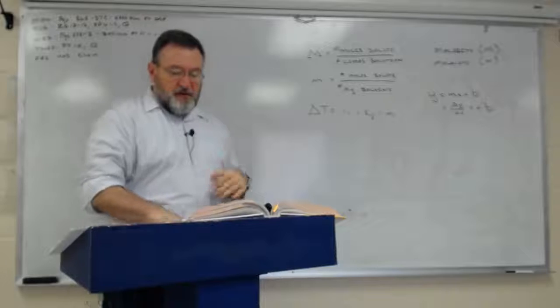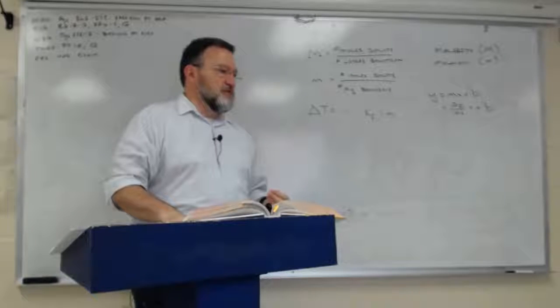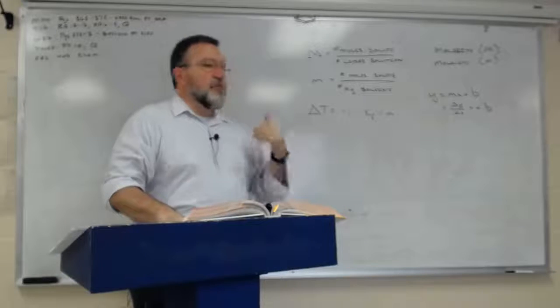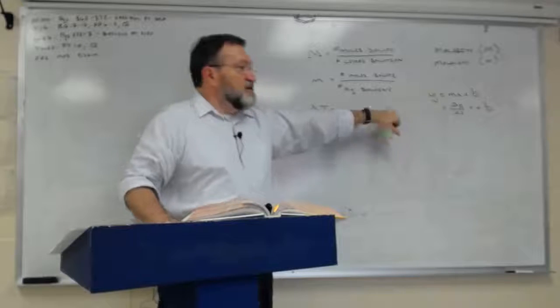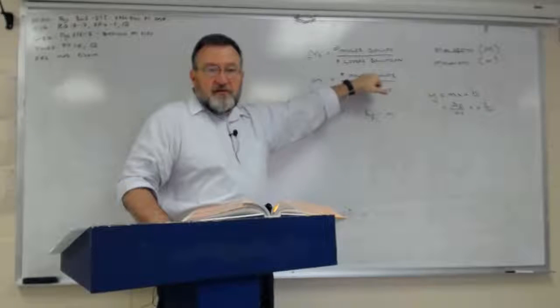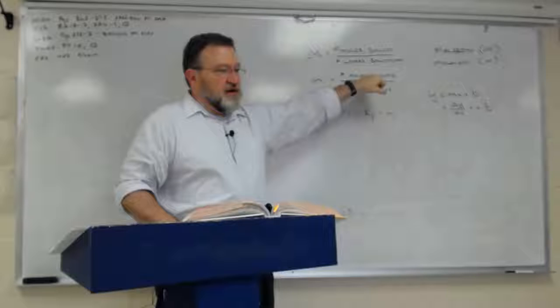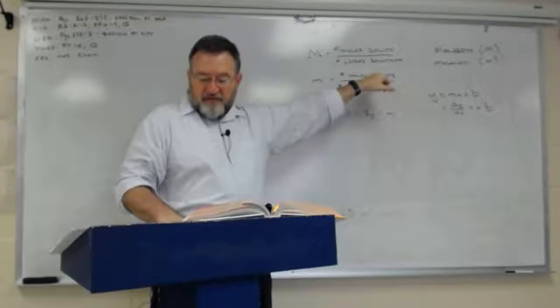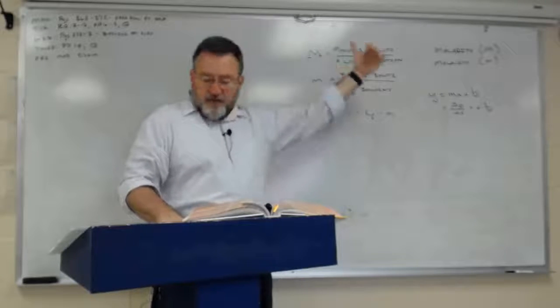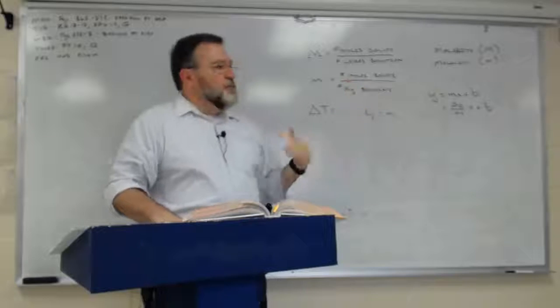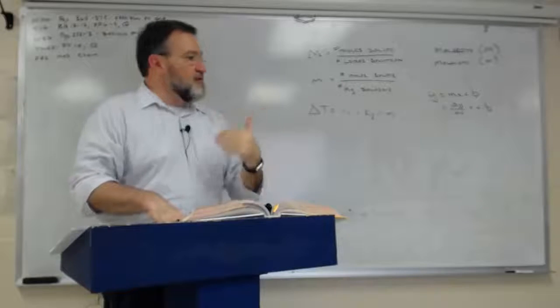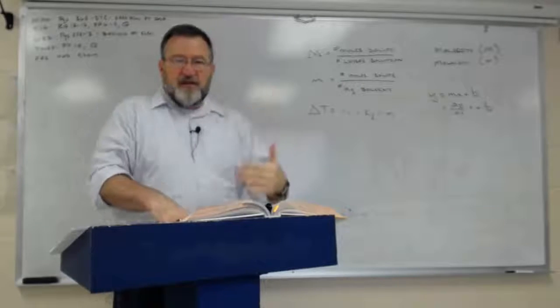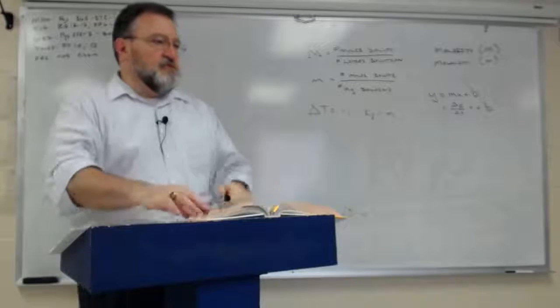Okay, so 15 grams of sodium chloride is added. We need to know how many moles because we have to compute molality, which gives us the number of moles, right? So 15 grams of sodium chloride with a molar mass of 58.5. So we divide 15 by 58.5, we get 0.256 moles of sodium chloride. 15 grams is the same as 0.256 moles.